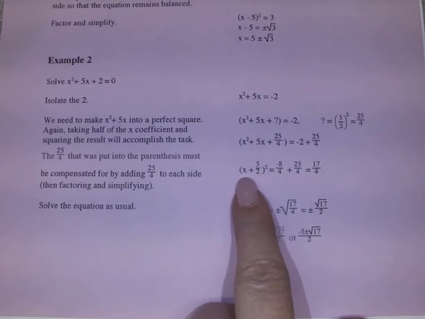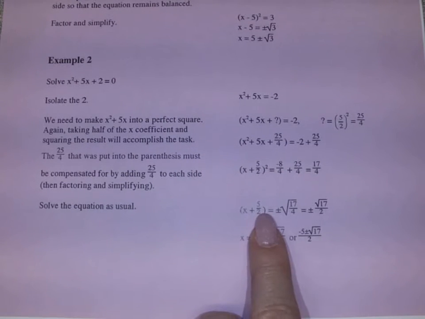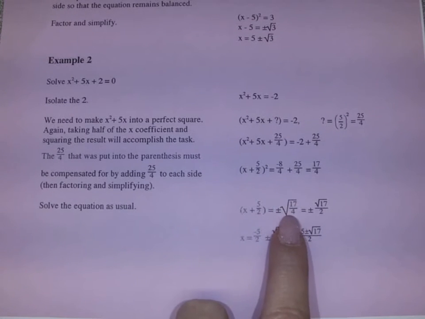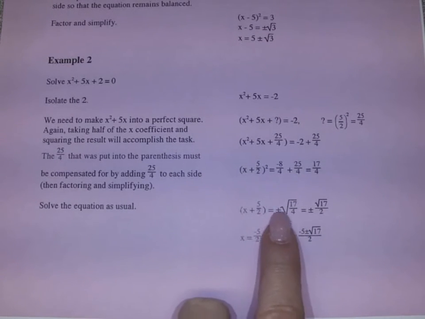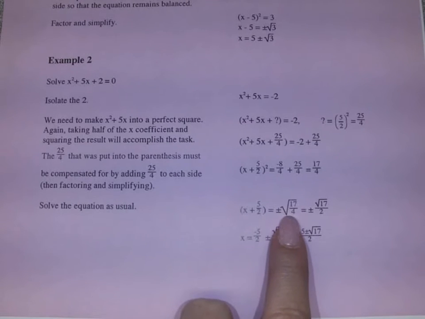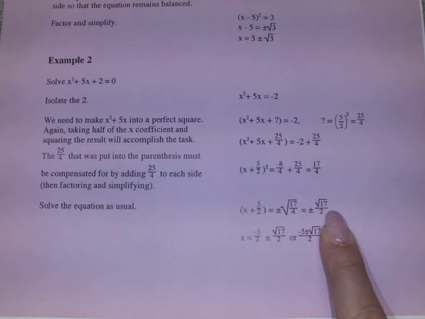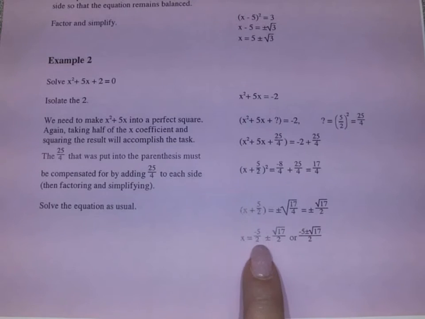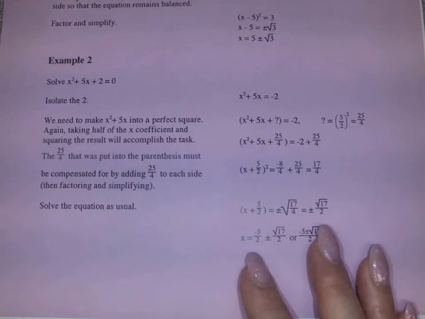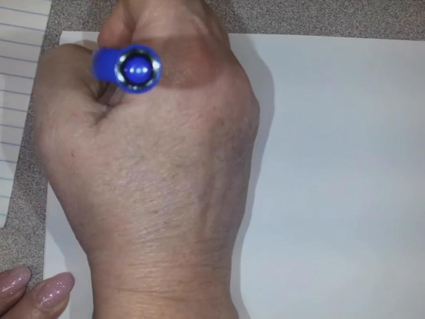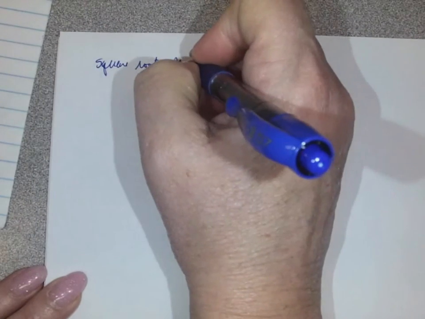And then we take the square root of both sides. So we end up with x plus 5 halves equals plus or minus the square root of 17 over 4. Break this up into the square root of 17 over the square root of 4, and you end up with plus or minus the square root of 17 over 2. And then move your 5 halves over, and you have a common denominator. Let's put them all together. So that kind of gives you an idea of the process.